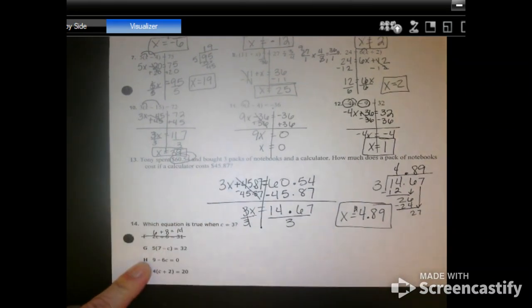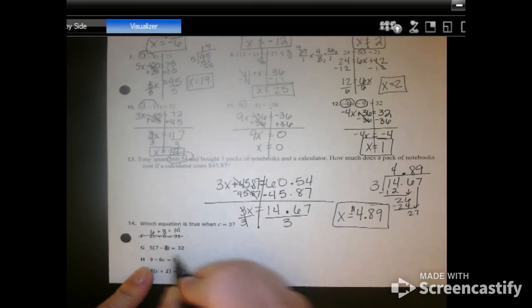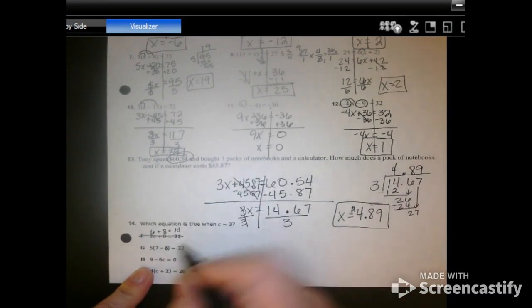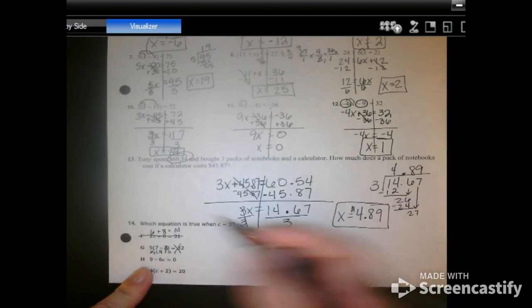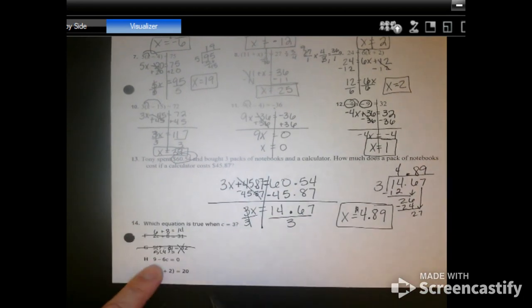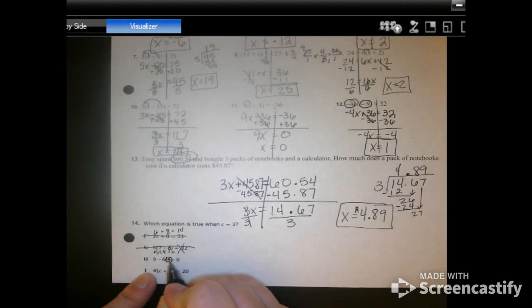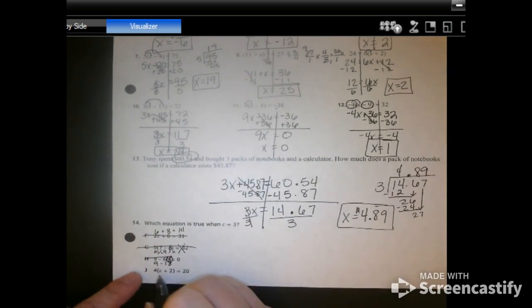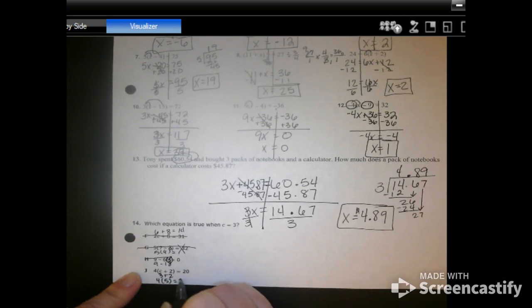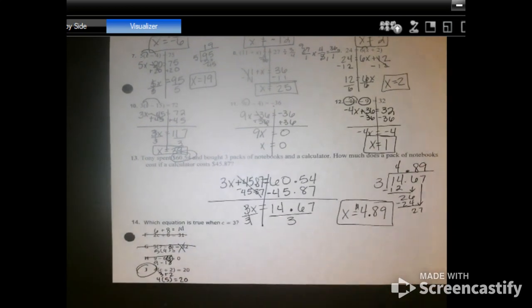No. Okay, so C is 3. What's 7 minus 3? Is 5 times 4 32? Nope. All right, 9 minus 6 times 3. What's 6 times 3? 18. 9 minus 18 is not going to give me 0, right? All right, so then I have 3 plus 2. What is 4 times 5? That's my answer. Feel okay? Yeah? All right.